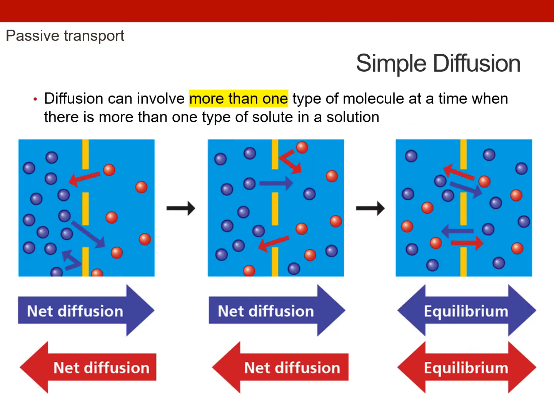If more than one type of molecule is added to a solution, they will both diffuse across the membrane until they are at equilibrium. This figure shows us that the blue molecules were added to the left side of the container and the red molecules were added to the right side. Both types of molecules move down their respective concentration gradients and diffuse from high concentration to low concentration until they reach equilibrium.